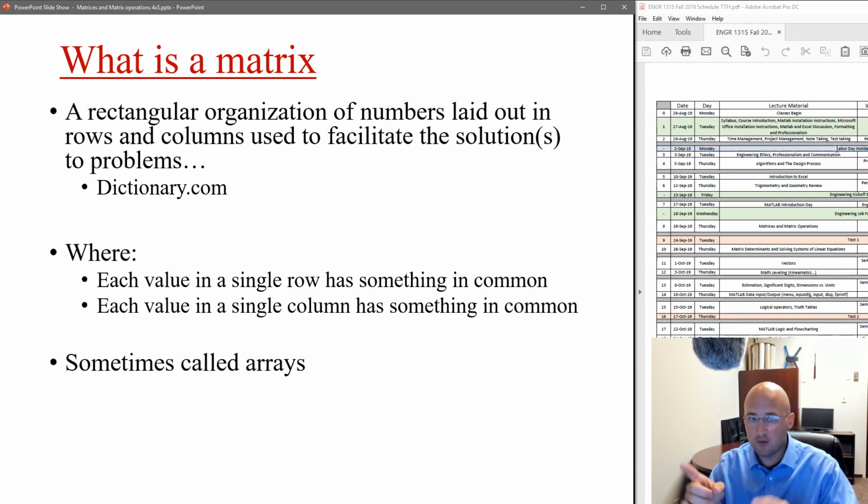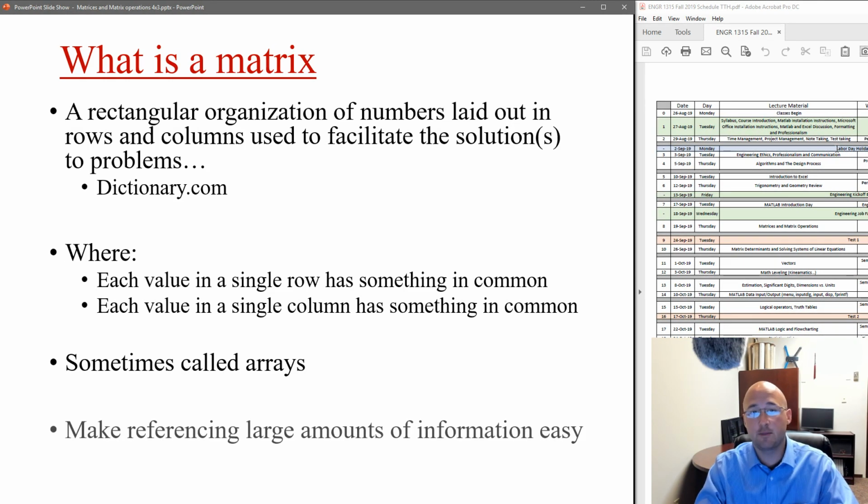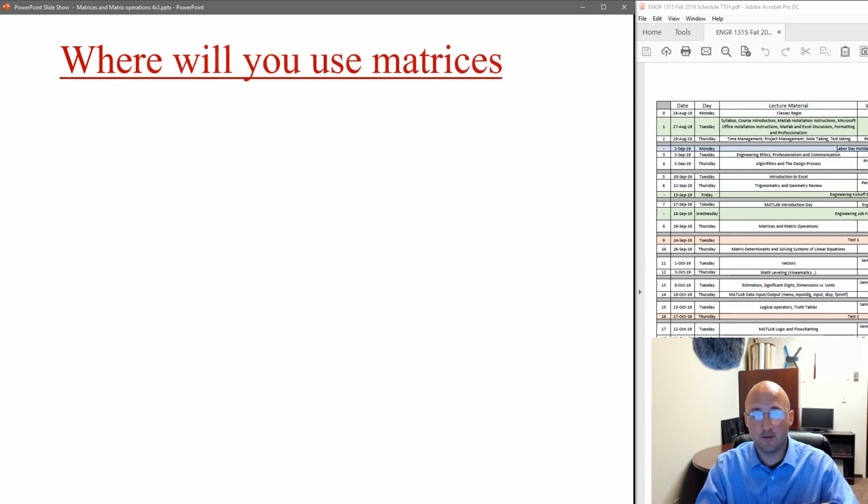But I've already used this term already. Matrices and arrays are somewhat of an interchangeable set of words in vernacular. So I may say array, I may say matrix, but in this class I mean the exact same thing. And then last, like I said, we have this large amount of information that can go into a matrix, but we just reference it as A or P or M. It's just the matrix that holds a tremendous amount of information.